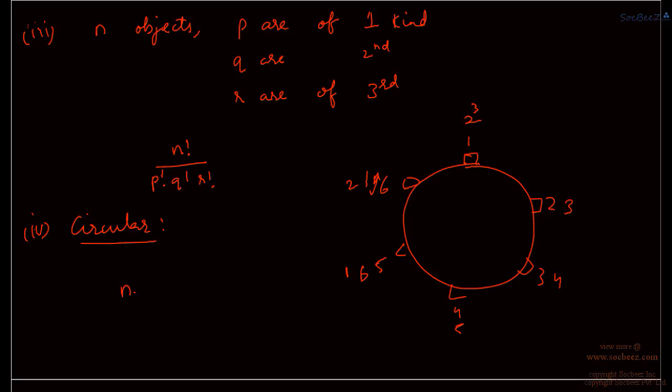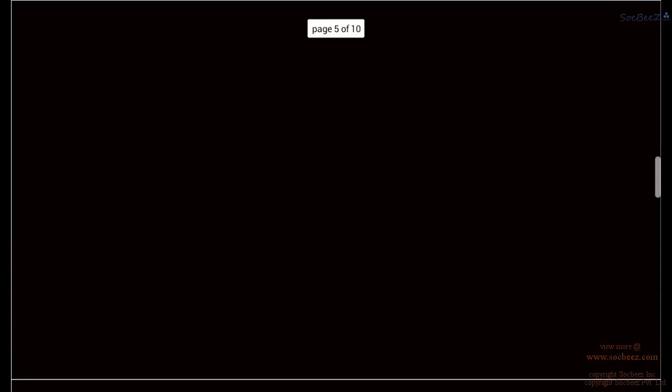And hence, here instead of n factorial, you will have n minus 1 factorial. Now there is another case in this. This is if I consider the clockwise and anti-clockwise rotations to be different. So for circular, we have n minus 1 factorial, right?